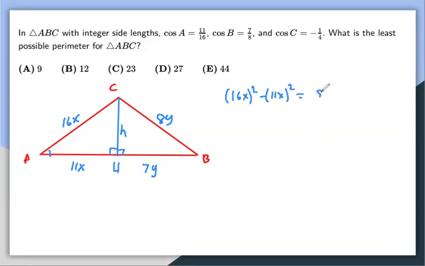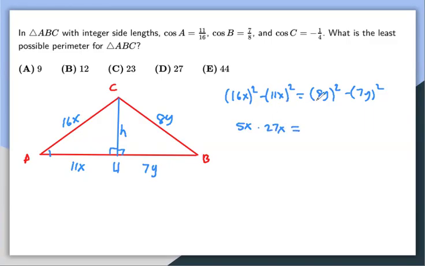So then I can just do the same thing with the other side. So 8y squared minus 7y squared. And this has to be equal to h squared as well. So I can square and subtract, but I will take the difference of squares. So 16 minus 11 is 5, so that means 5x. And then 16 plus 11 is 27x.